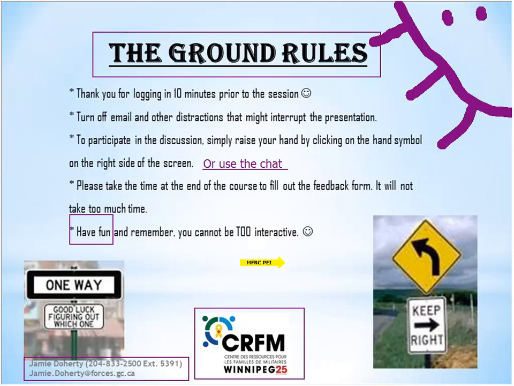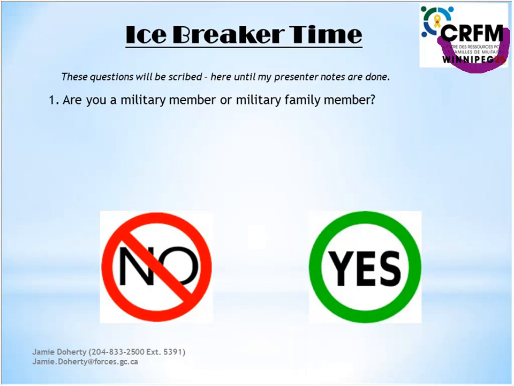Perfect. So moving along. Okay, so we have a little icebreaker activity, and it's just a little fun way to get started while getting to know a little more about you. So on the top left side of the screen, you'll see your arrow icon. Click on your arrow icon. Click a spot on the screen. And then once I ask the questions, you can either click on the yes or the no. So, are you a military member or military family member?